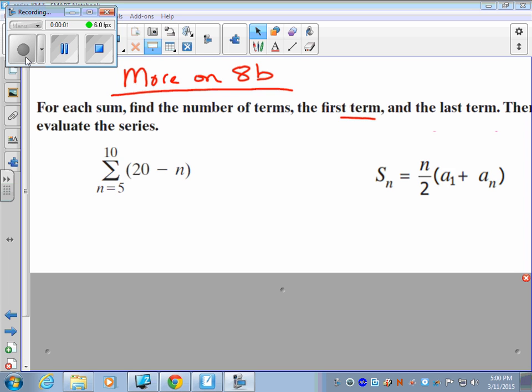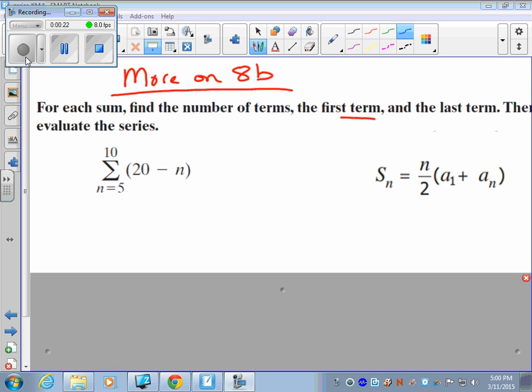Alright, so this is supposed to be 8C video, but we're going to start off with 8B. There is a formula that I left out, sorry. If you don't have the summation key on your calculator, there is another way to do it with this formula. This formula is given to you on the S12 sheet, formula sheet.